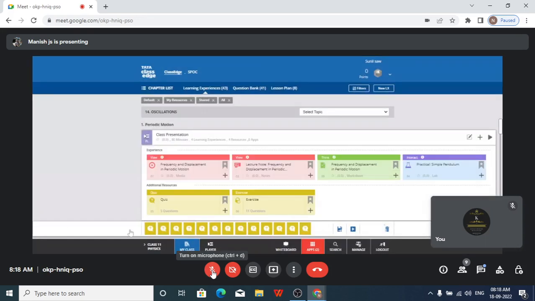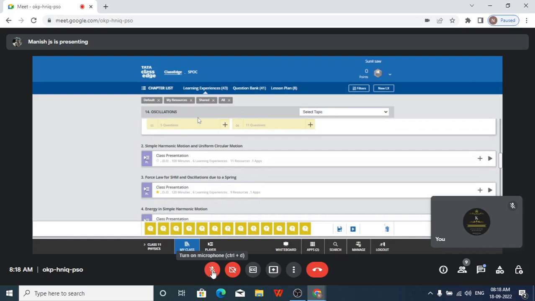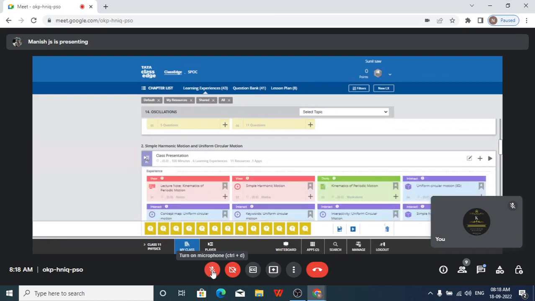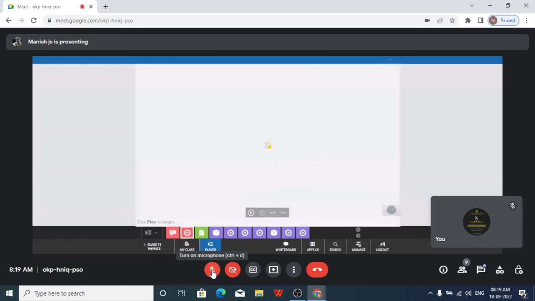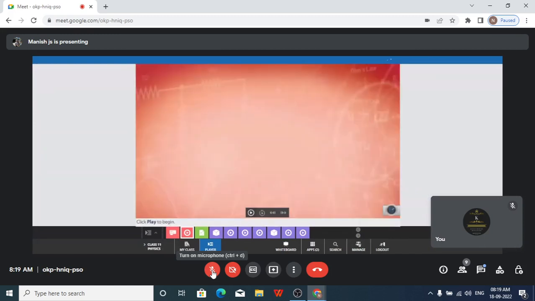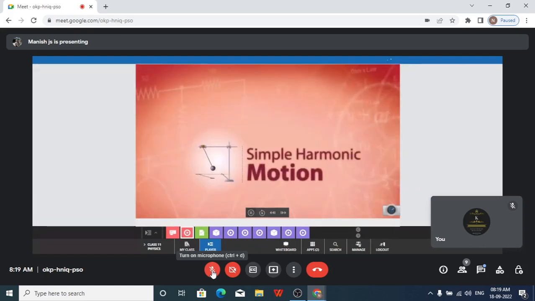So we completed periodic motion. We learned what is a periodic motion. So now we will move on to the next part. We'll go to simple harmonic motion.